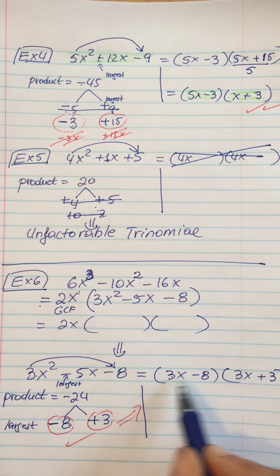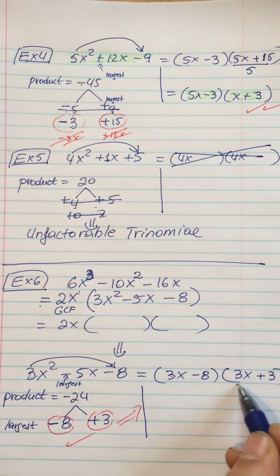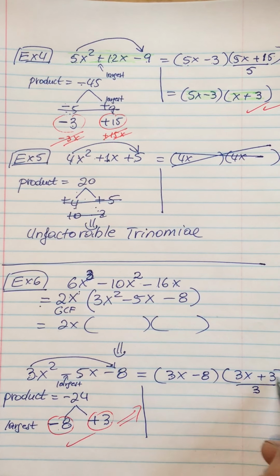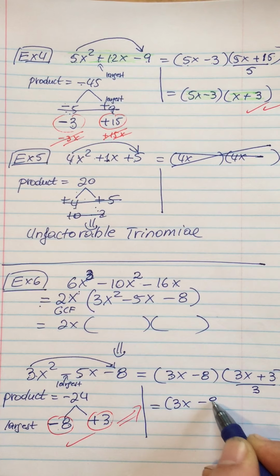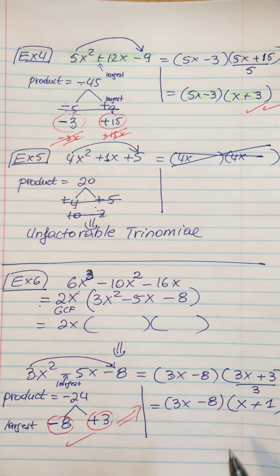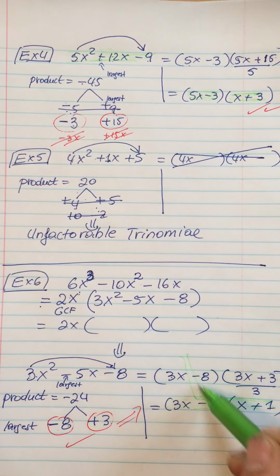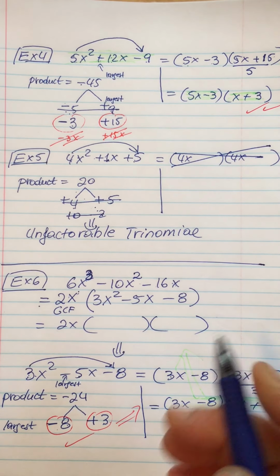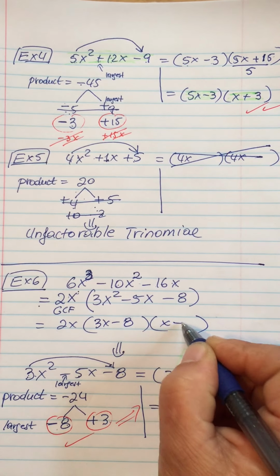So the binomials will tell me where to simplify. Here I do not have a common factor, here yes. I am simplifying both by 3 and I'm done. 3x minus 8. And now 3 divided by 3 is 1, x plus 3 divided by 3, 1, and I am done. So these are the factors of the trinomial. And now let me put those in my answer and I am done. 3x minus 8 and x plus 1.